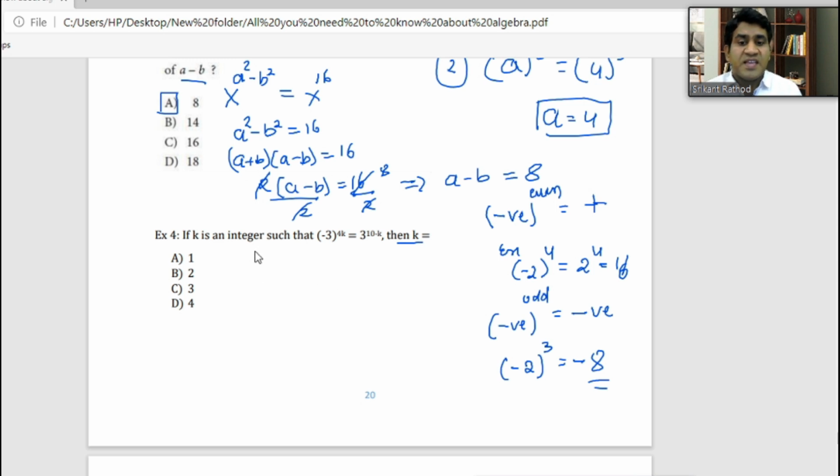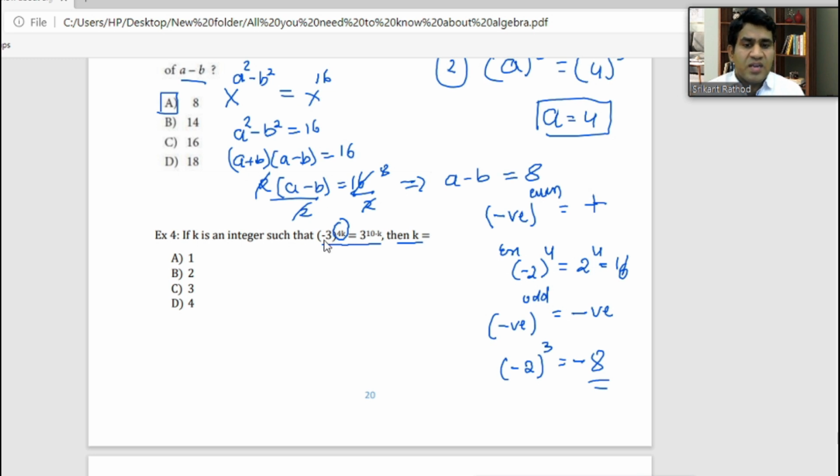They are saying k is an integer, such that this is the condition, and they are asking us for the value of k. And I told you, if the bases are negative, I can't equate their powers. Here it's negative 3 to the power 4k, and here it is 3 to the power 10 minus k. So what should I do now? If you observe carefully, the power 4k is even, because 4 multiplied by any integer k, 1, 2, 3, 4, 5, anything, is even. So the entire result is going to be positive.